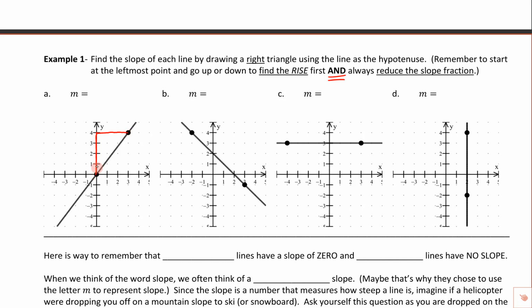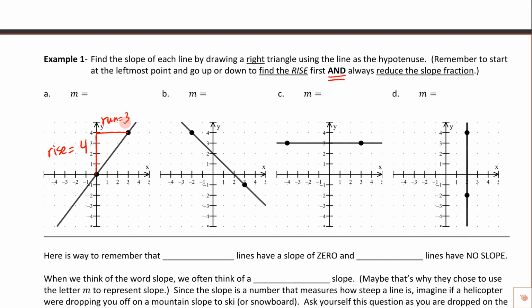So the rise is... remember, we're counting spaces, not little marks. So 1, 2, 3, 4. So I'm going to write rise equals 4. Now we went up, so that's going to be a positive 4. And then the run is going to be, this would be 1, 2, 3 spaces. So the run on this one would be positive 3.